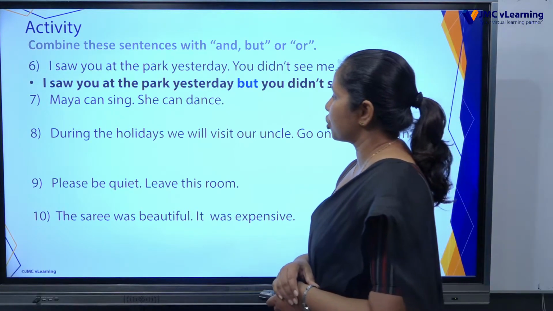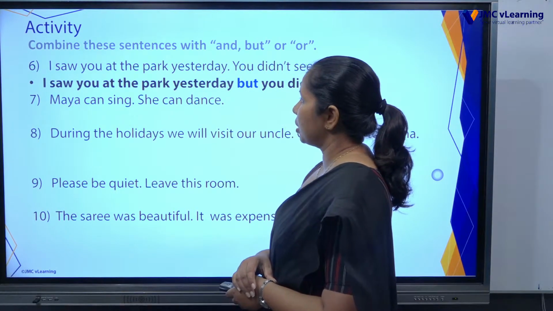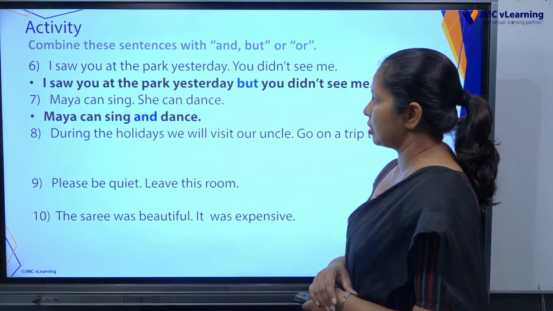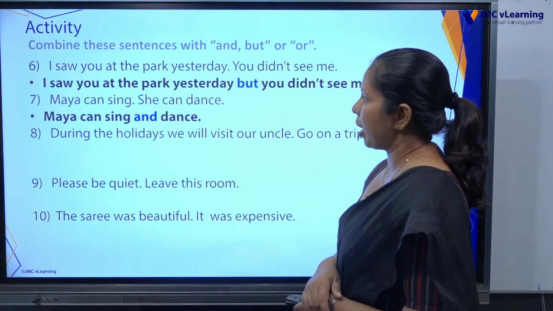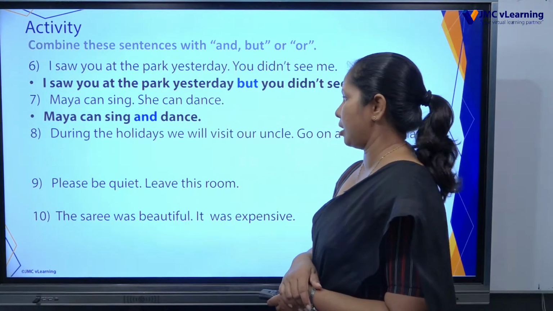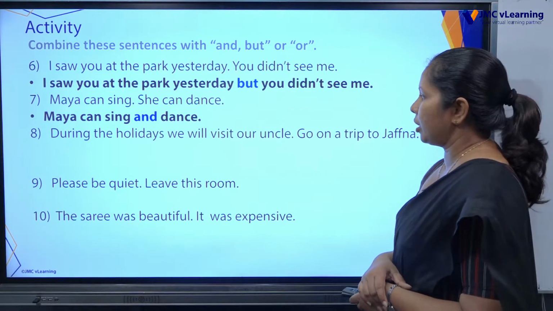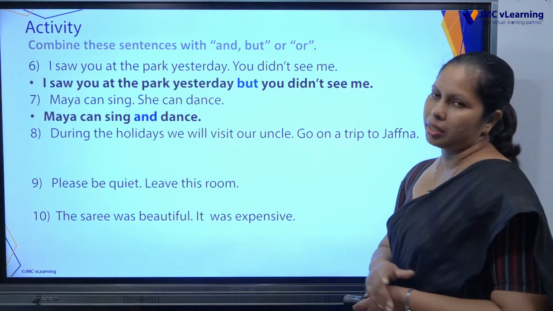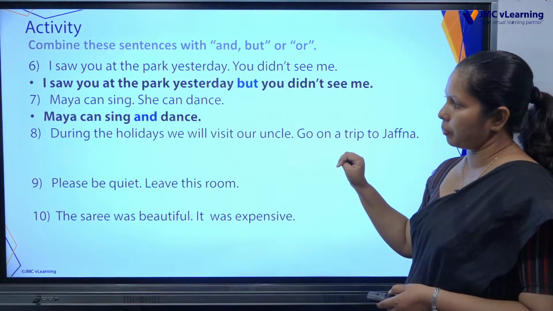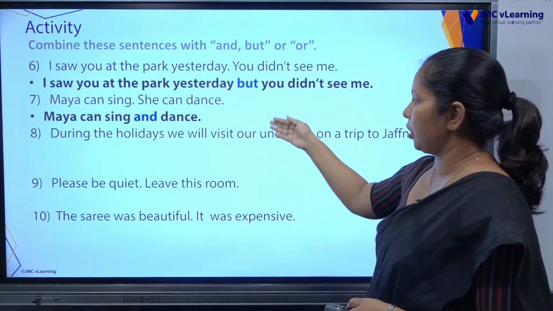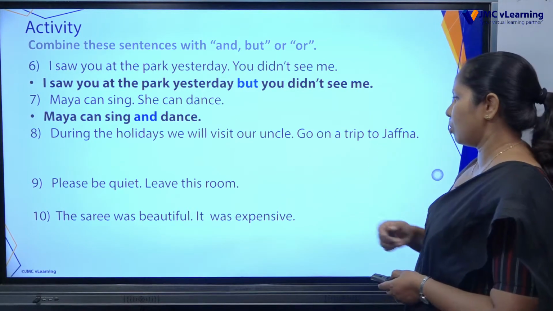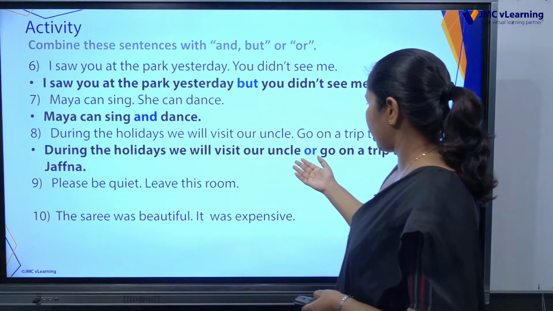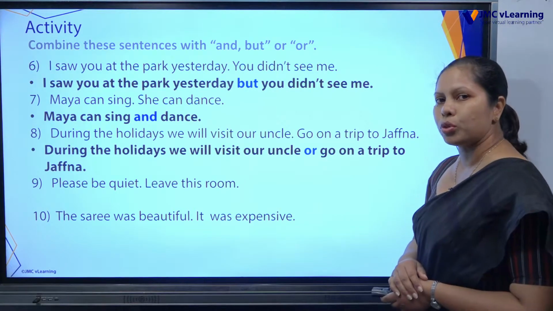Maya can sing, she can dance. So, here Maya can do two things. So, she can dance, also she can sing. Maya can sing and dance. During the holidays, we will visit our uncle, go on a trip to Jaffna. Here again there are two choices. During the holidays, either we can visit our uncle or go on a trip. So, the answer is during the holidays we will visit our uncle or go on a trip to Jaffna.